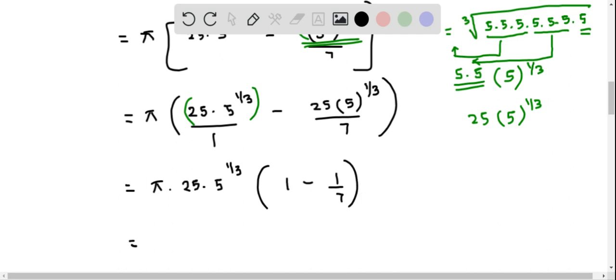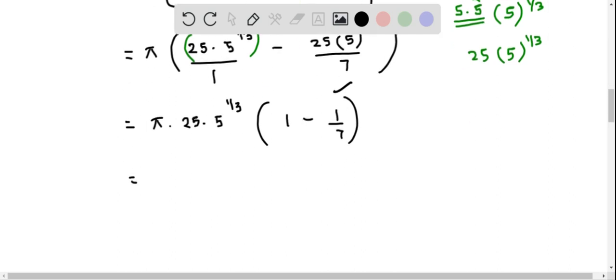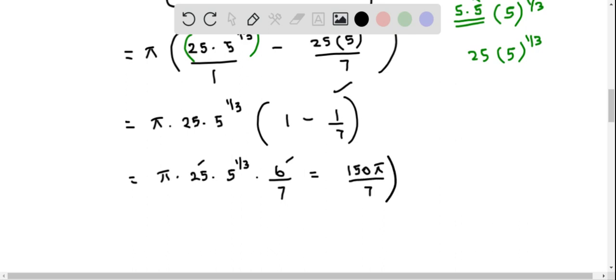And so this is a fraction. 1 minus 1 by 7 is 6 by 7. So therefore, we have pi times of 25 times 5 power 1 by 3 multiplied by 6 by 7. And this simplifies to 25 times 6 is 150. So I write down this as 150 pi over 7, and this one multiplied with 5 power 1 by 3, that is cube root of 5.